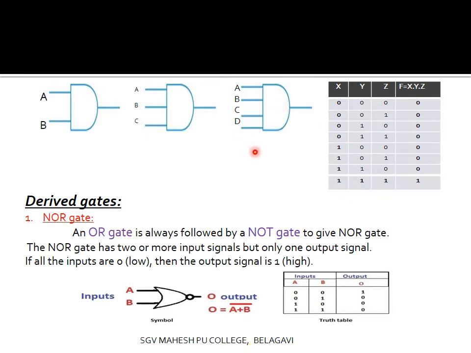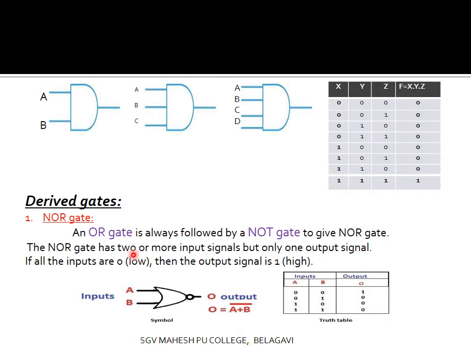This was about basic gates. Now let's understand what we mean by derived gates. Derived gates are nothing but the gates which are derived from basic gates. Now let's understand what a NOR gate is. A NOR gate is nothing but a NOT gate followed in front of an OR gate. That becomes your NOR gate.